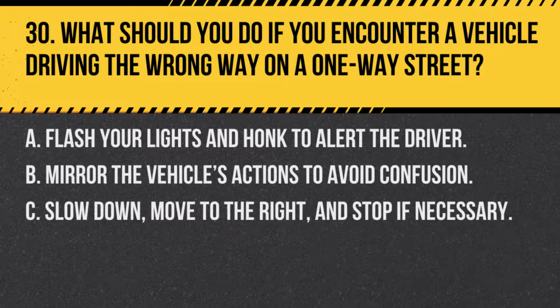Question 30. What should you do if you encounter a vehicle driving the wrong way on a one-way street? A. Flash your lights and honk to alert the driver. B. Mirror the vehicle's actions to avoid confusion. C. Slow down, move to the right, and stop if necessary.